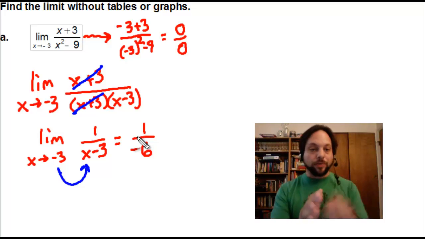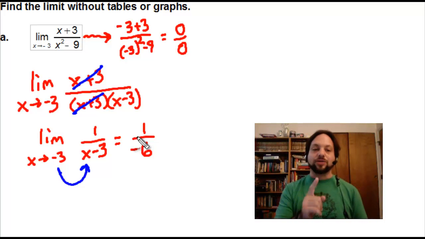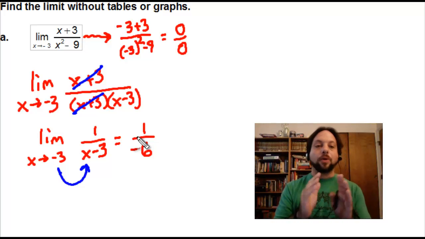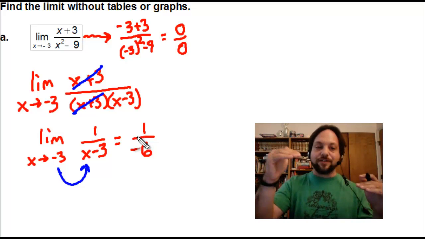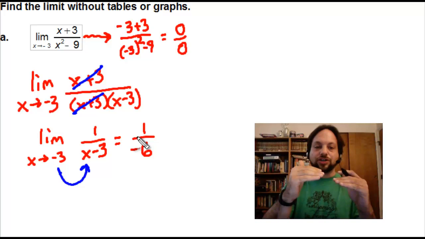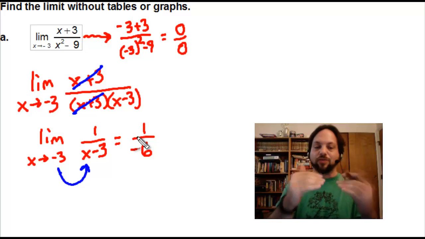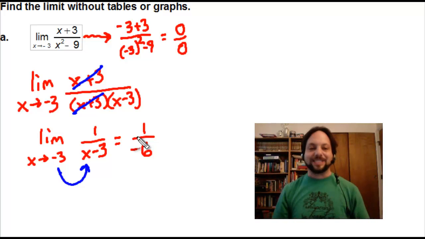However, remember what we said in lesson 1.2. We're not interested in what happens at that point, but rather what happens around that point. And if you look at the graph of this, you'll see that what happens around this point is that from both sides, we're converging to y equals negative 1/6. That's why that is the limit.